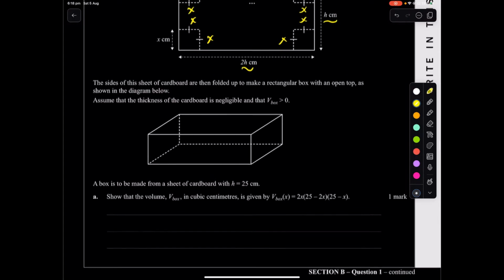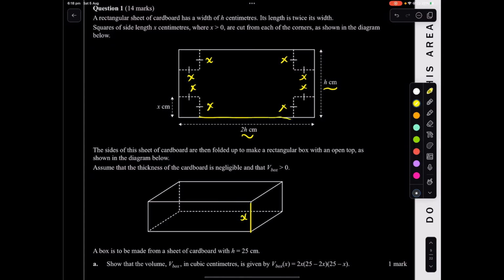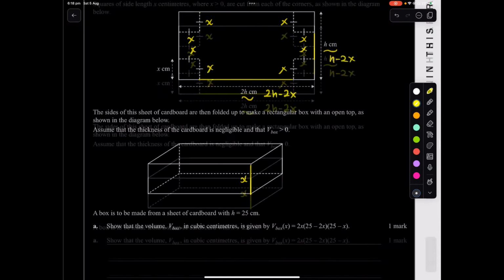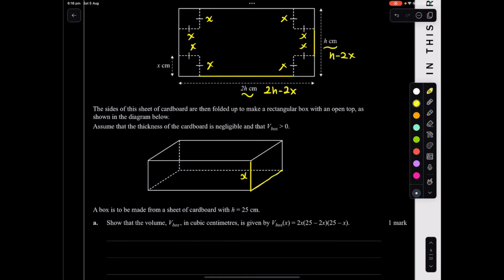Well, I know for a fact that this over here would be x. And this length over here would be 2h minus 2x. And this length over here would be h minus 2x. So this length is h minus 2x, and this is 2h minus 2x.